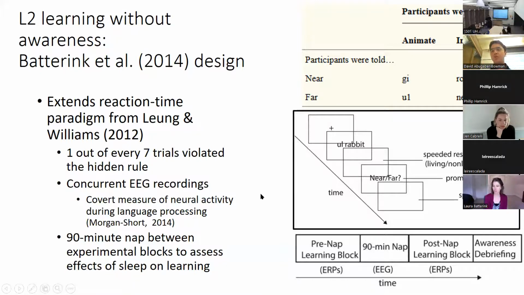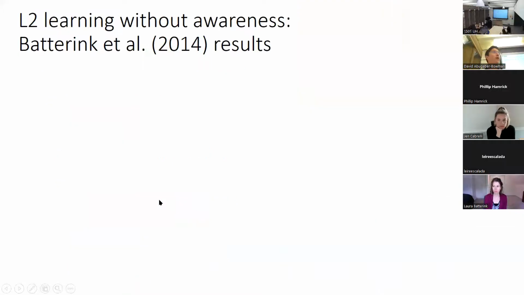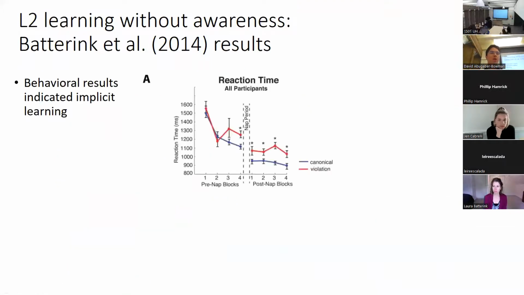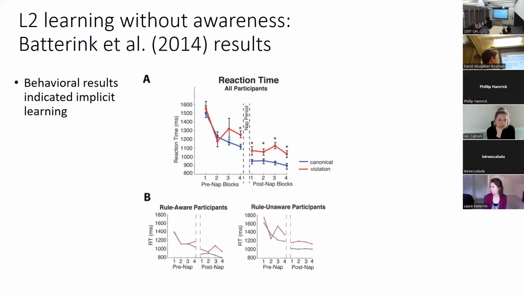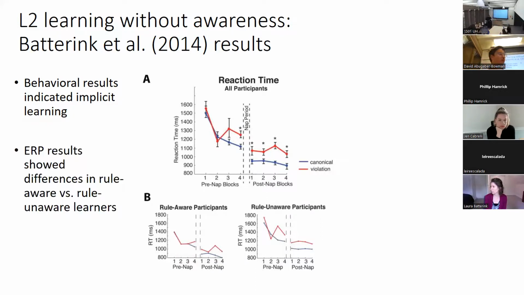Note that the experiment ends with an awareness debriefing interview that allows them to categorize people into rule aware or rule unaware groups. So looking at the results, their behavioral results indicated implicit learning. You can see that here in that the violation trials have slower reaction times than rule adhering trials. And this holds up when you break it down by rule aware versus rule unaware participants.